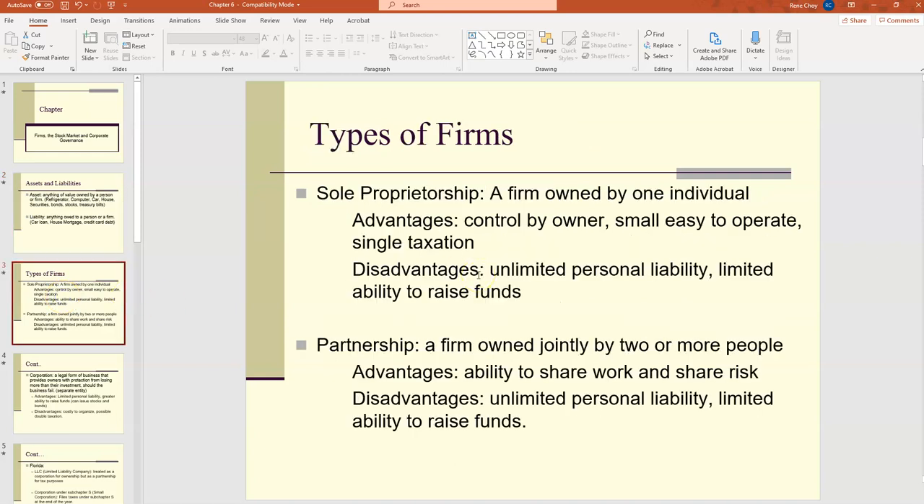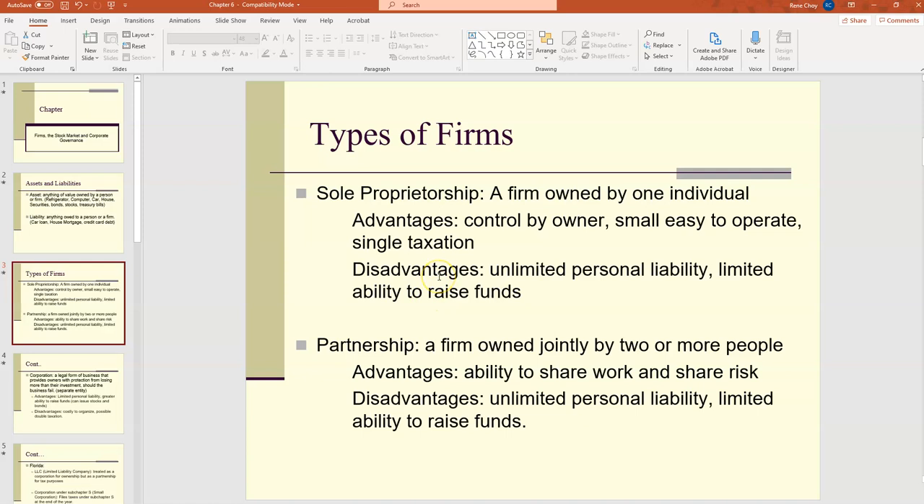All right, let's talk about the different types of firms. A sole proprietorship is basically a firm owned by one individual. The major advantages of having a sole proprietorship is that you control it. It's easy to operate, and you have single taxation because you basically pay your taxes at the end of the year together with your individual income taxes. You just file a separate schedule.